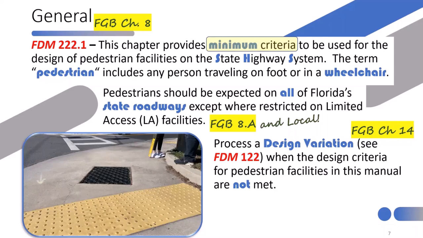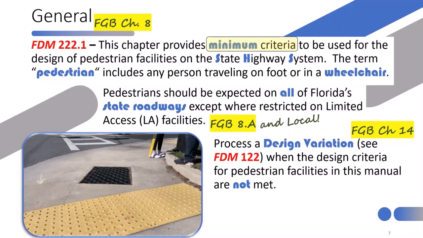Now, note in the second paragraph here that it says pedestrians should be expected on all of Florida's state roadways. And I would add to that, and local roadway networks too. And I meant to mention on the previous slide, the backbone or the outline of this presentation is based on Chapter 222 of the FDM, but I have provided Florida Green Book references in green text with yellow highlight where they are appropriate. So the state requirements are going to be FDM, and the local roadway requirements are going to be the references to the Green Book.